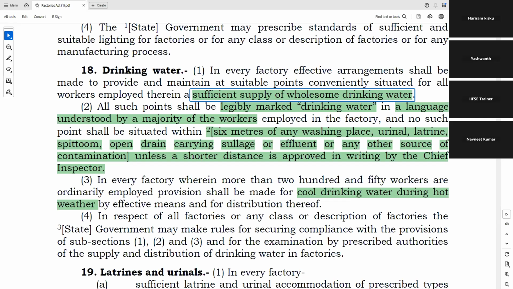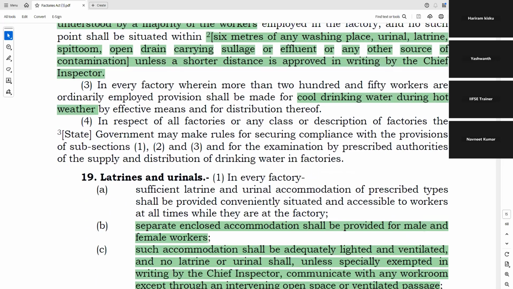And also we need to have signages, and it should not be located within 6 meters of any drainage, spittoons, toilets, urinals, etc. But this also we can take exemption if the local inspector of factories gives an exemption in writing. Also we have to provide cool drinking water during hot weather, especially in the summers.